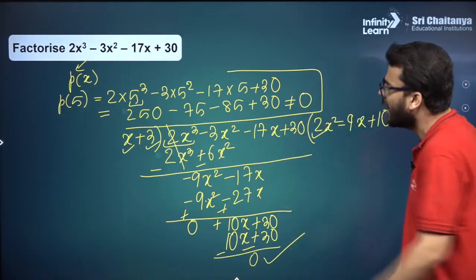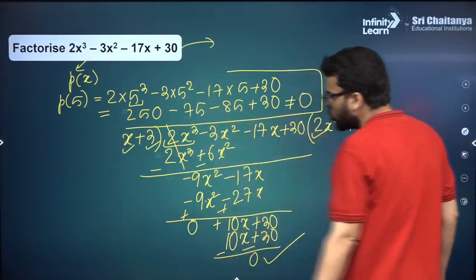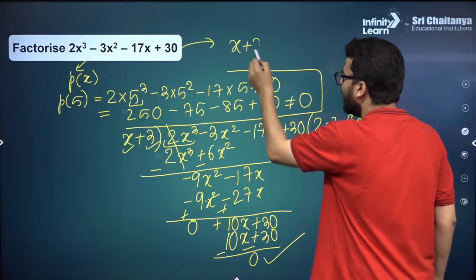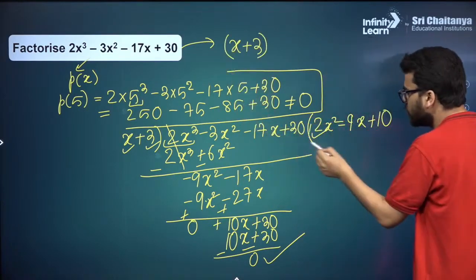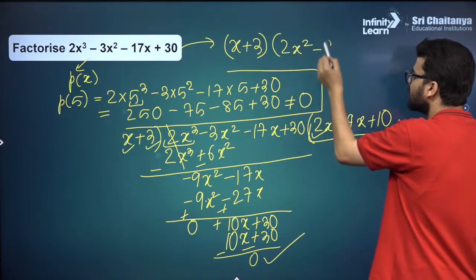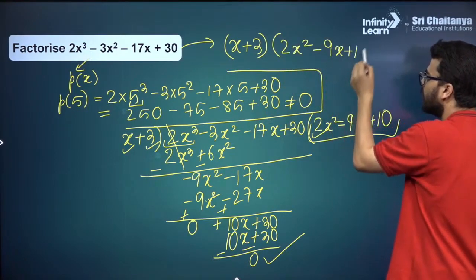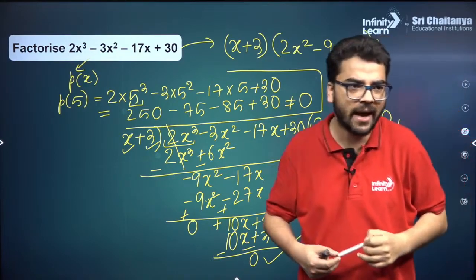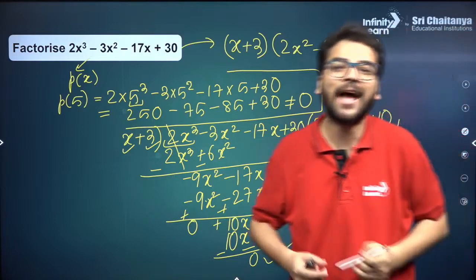So what does it mean? That this polynomial is coming out to be equal to x plus 3 into 2x square minus 9x plus 10. I hope that is clear to everybody in this session. Any doubt in that? Aisha, that's what I was saying.